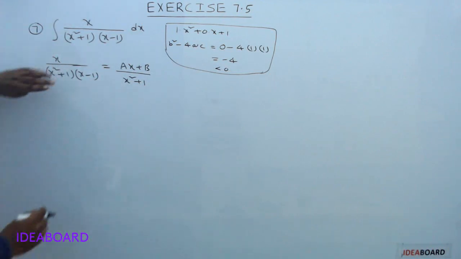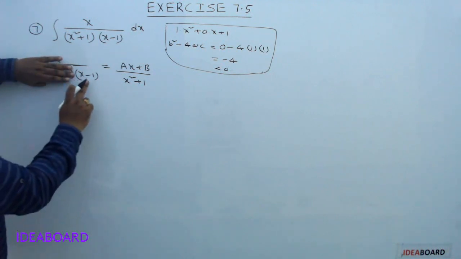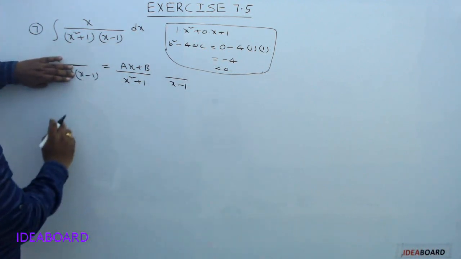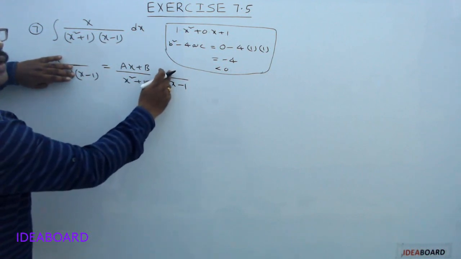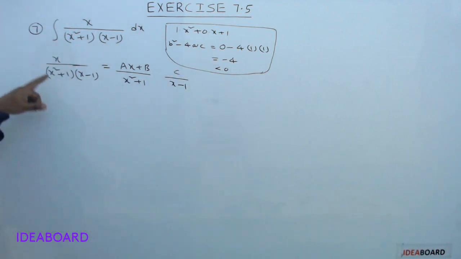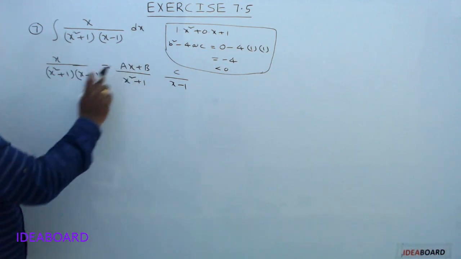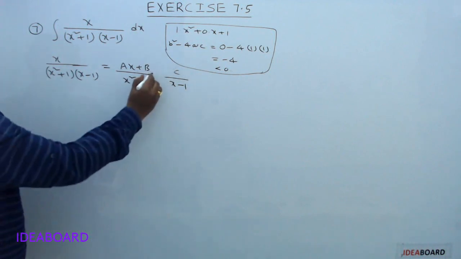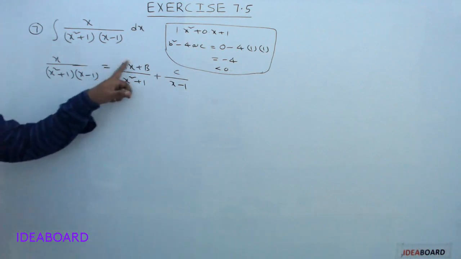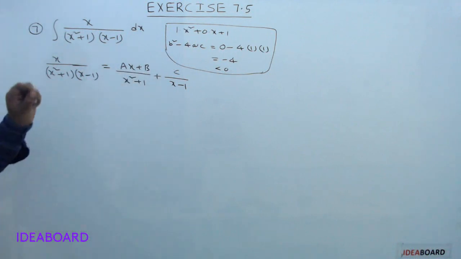Now this part is over. Then come to this one, x minus 1. It is a non-repeated linear factor. Corresponding to every non-repeated linear factor, there exists a constant term in its numerator. Take that constant as c. So, x divided by (x square plus 1) into (x minus 1) can be taken as (ax plus b) divided by (x square plus 1) plus some constant c divided by (x minus 1). Here a, b and c are the unknown values. Now find the values of a, b and c.